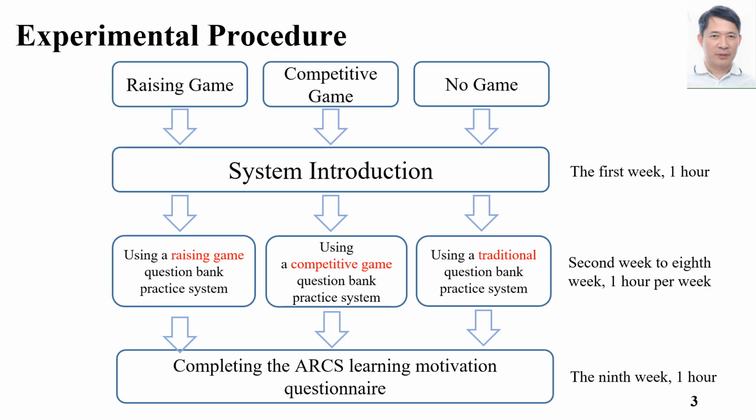This is our experimental procedure. We have 3 groups. The first group uses a racing game system. The second group uses a competitive game system, and the third group uses a non-game system. After introducing the systems, participants undergo 7 weeks of practice with 1 hour per week. The first group utilizes a racing game-based practice system. The second group utilizes a competitive game-based practice system, and the third group utilizes a traditional practice system without any games. Then, in the 9th week, we measure their ARCS learning motivation.